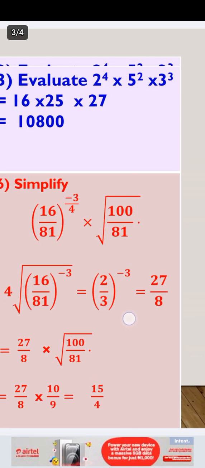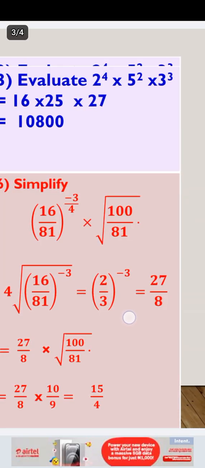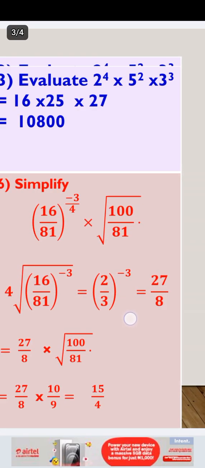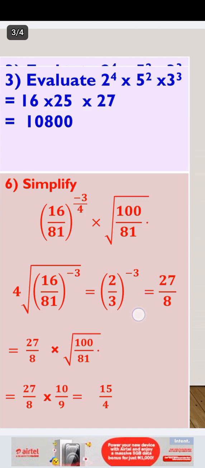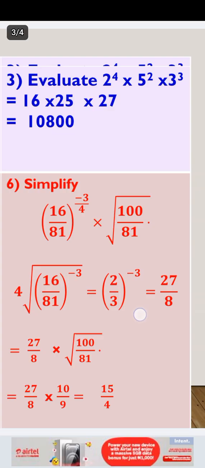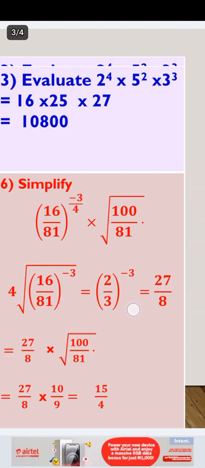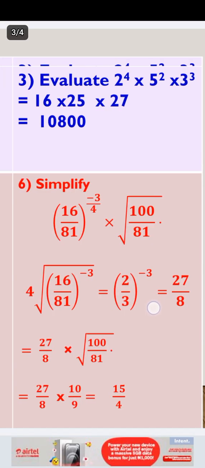That is 2 over 3. When we take the inverse, or the reciprocal, because it is raised to a negative number, we will now have 3 over 2. And 3 over 2 raised to power 3 is 27 over 8. So the first fractional indices, which is 16 over 81 raised to power minus 3 over 4, the result of that is 27 over 8. Then we now apply 27 over 8 to multiply the square root of 100 over 81. That is what we did here.